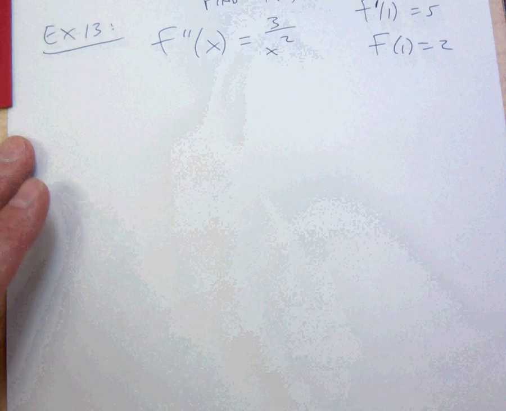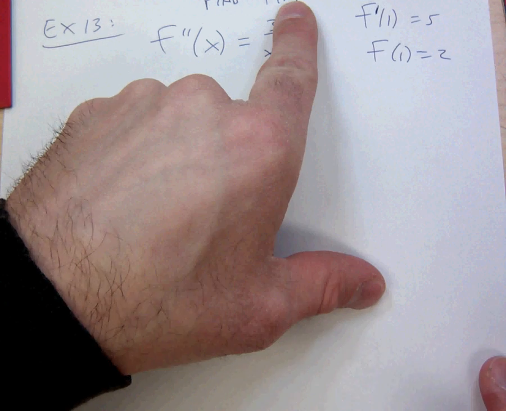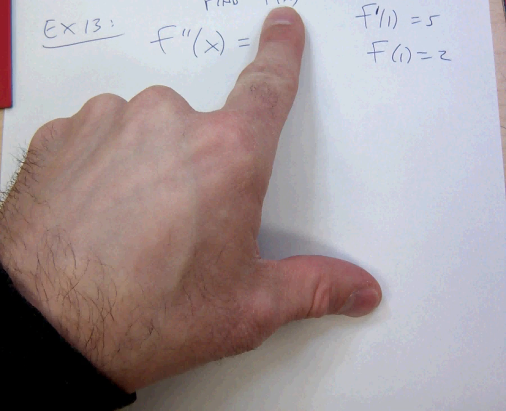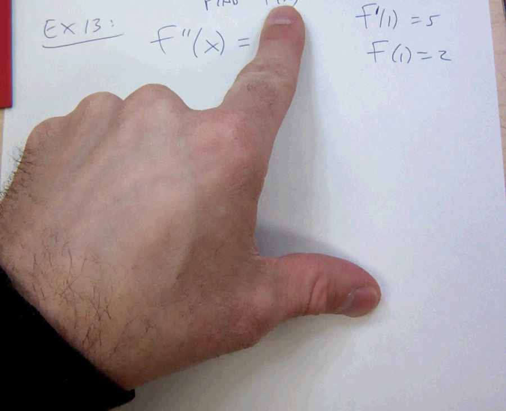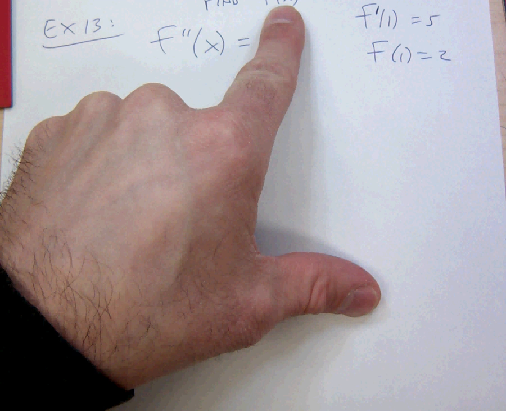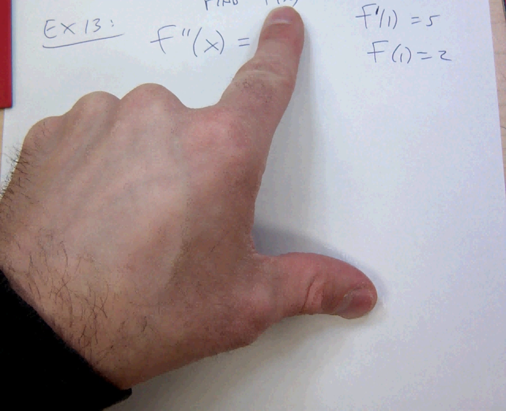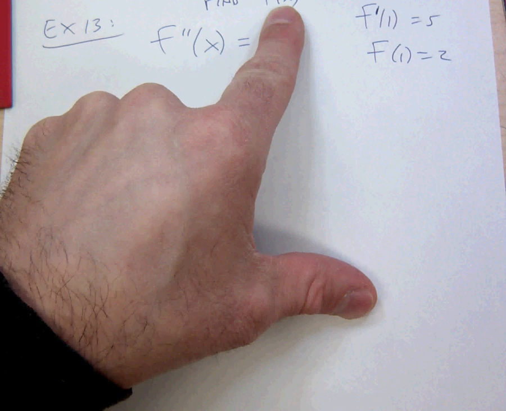Well, how am I going to go from f double prime to f? By doing what? I'm starting with f double prime. How am I going to turn f double prime into f? By integrating once, twice, 3 times. How many times is it going to take? Everybody agree? You're going to have to integrate twice to turn f double prime into f.